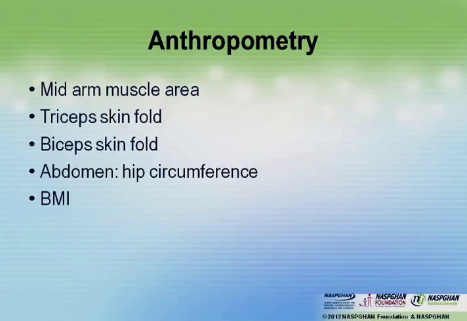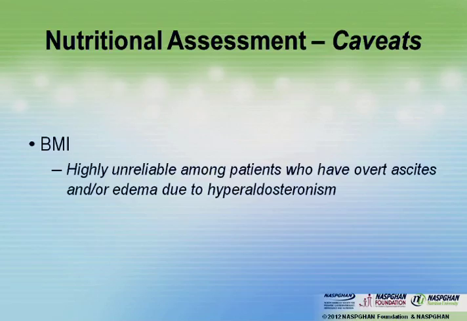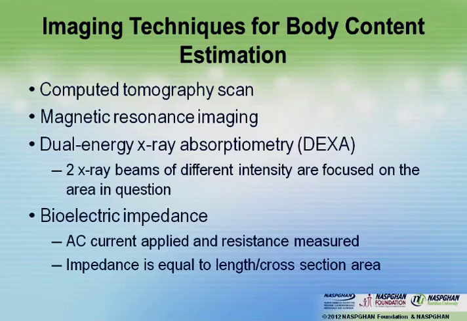So what are the caveats? Well, BMI is highly unreliable in people with ascites or edema. There are imaging techniques, and I won't go into them in great detail. We still use DEXA, and we do not use the computerized tomography scans and the three-dimensional scans.